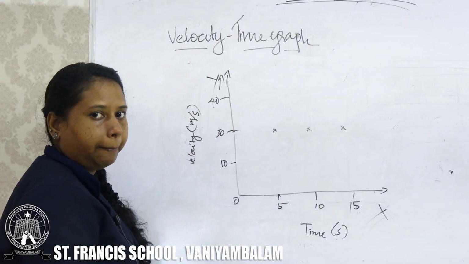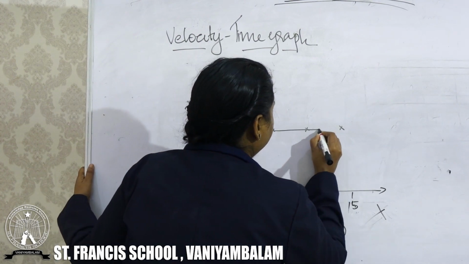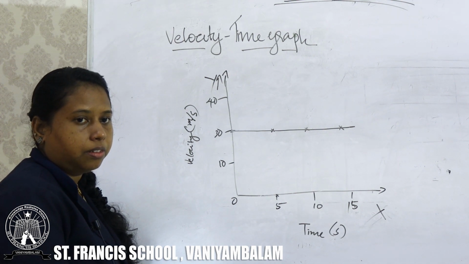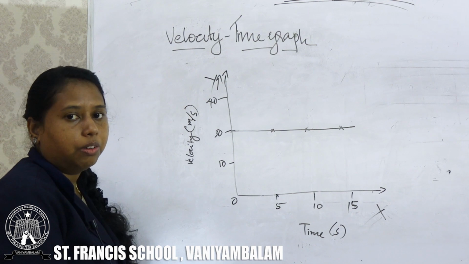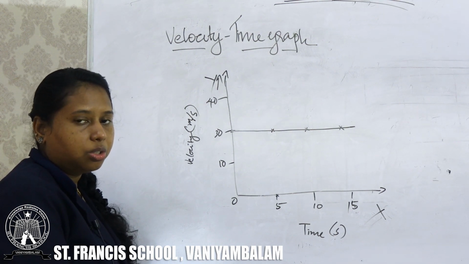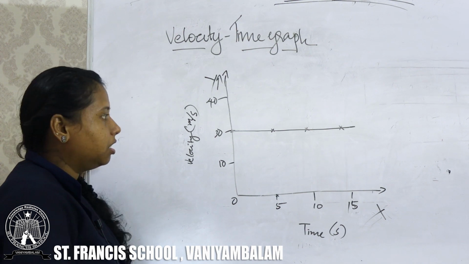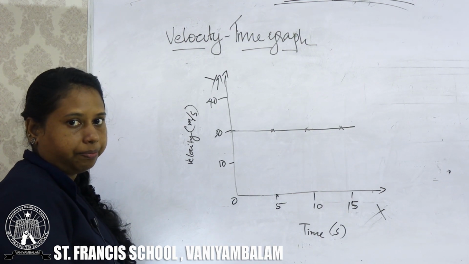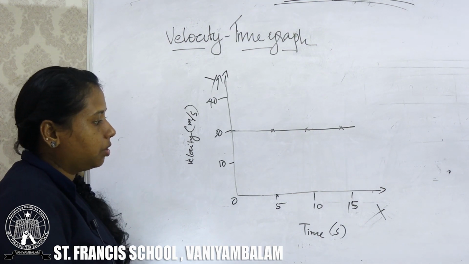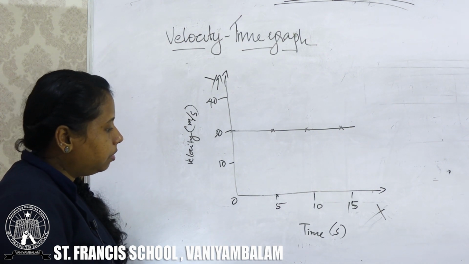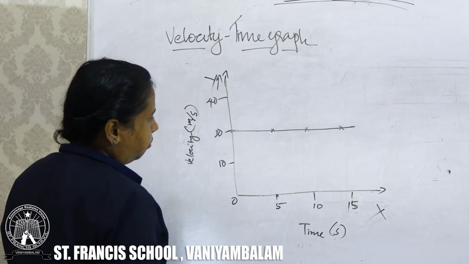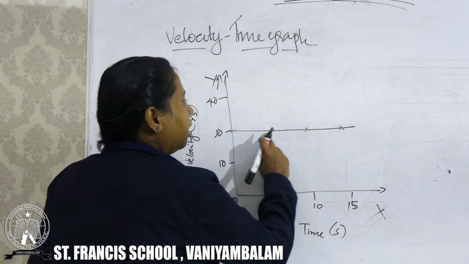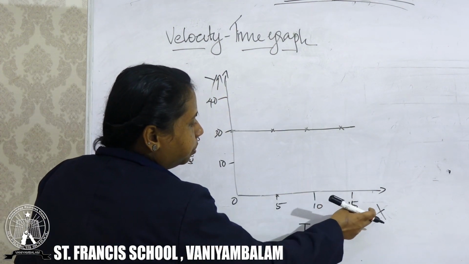What does it mean? It means uniform velocity. Uniform velocity means the velocity is not changing. It always keeps a constant velocity. And for this uniform motion and uniform velocity, the velocity time graph gives a straight line which is parallel to the x-axis.